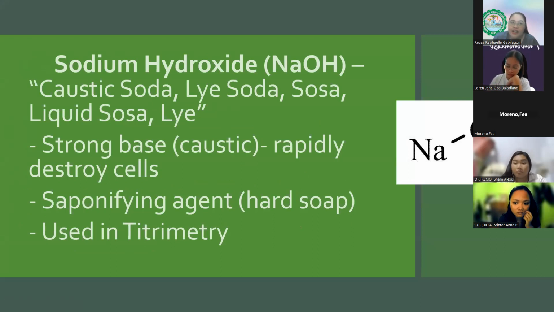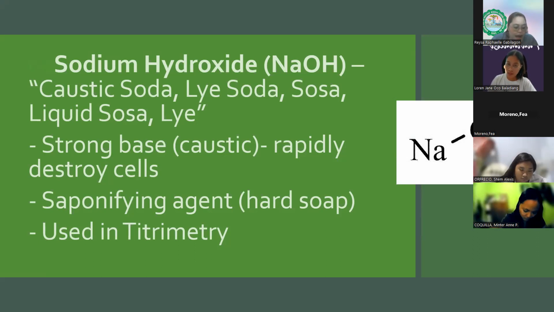Yung ibang dentist, nag-a-apply talaga ng fluoride diretso sa teeth. Hindi na siya like sa toothpaste or sa mouthwash. Pag nagpa-dentist kayo, meron talaga silang fluoride na solution na ipinapahid lang sa teeth. Pwede din yun as protection. Pero once a year or twice a year lang yun. Hindi pwedeng araw-araw. Okay? Now, moving on, we have sodium hydroxide also.